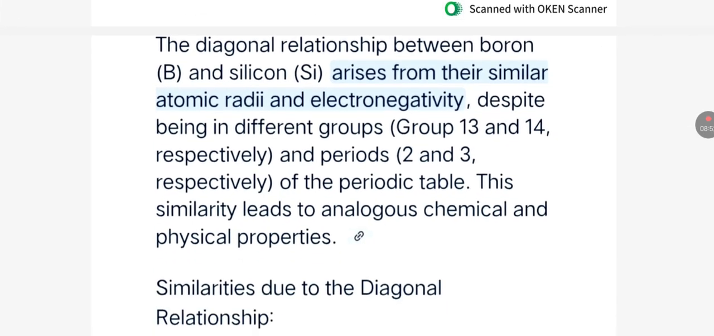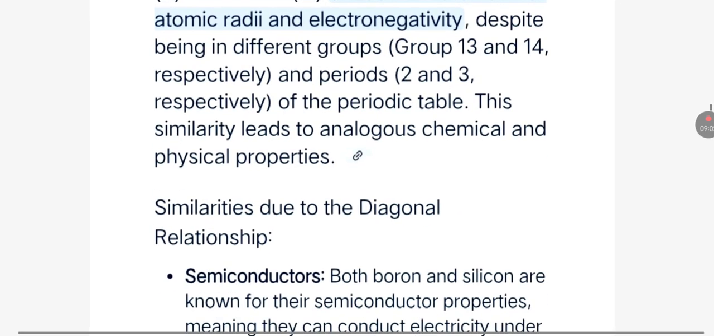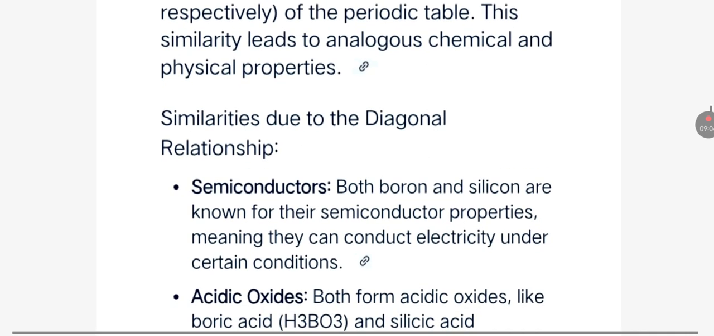Diagonal relationship between boron and silicon. It arises from their similar atomic radii and electronegativity, despite being in different groups and periods of the periodic table. This similarity leads to analogous chemical and physical properties.